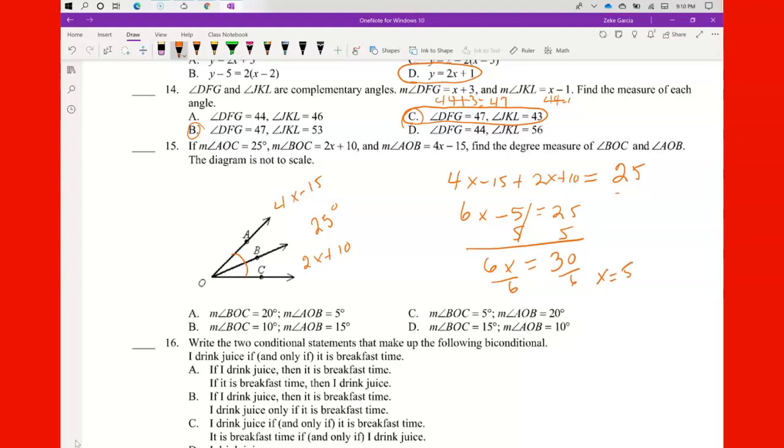So if you want to find each measurement, the angle of BOC is going to be 2 times 5 plus 10. That's 20. So this has to be 4 times 5 minus 15, which gives you 5. So it's 5 degrees and 20 degrees. So which one has 5 degrees and 20 degrees? Well, it's A, okay?